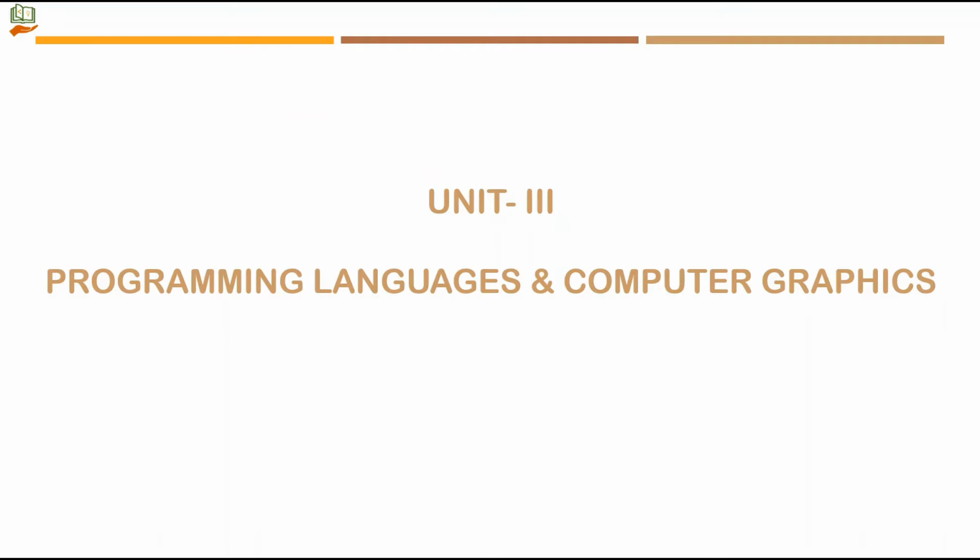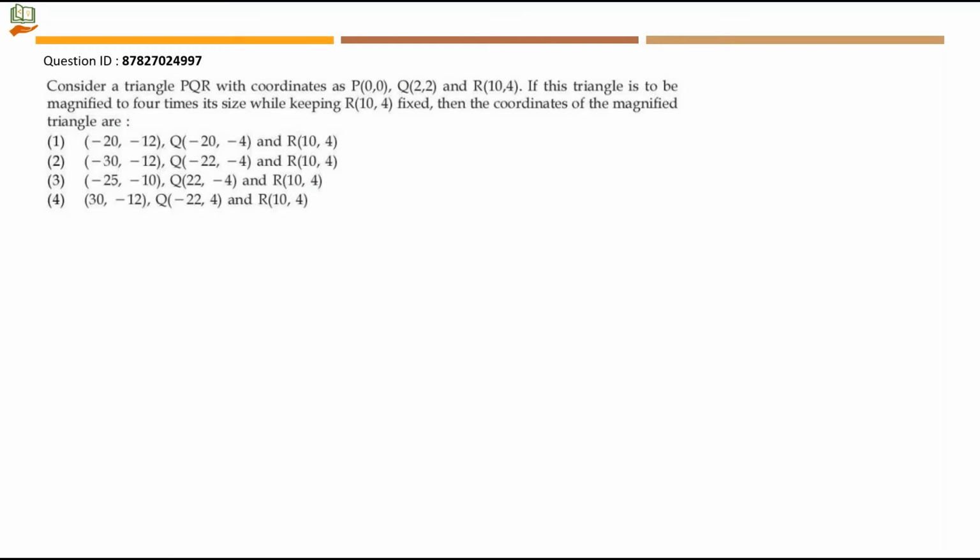Let's discuss Unit 3 Programming Languages and Computer Graphics Solutions. Consider a triangle PQR with coordinates as P(0, 0), Q(2, 2) and R(10, 4). If this triangle is to be magnified to 4 times its size while keeping R(10, 4) fixed, then the coordinates of the magnified triangle are.